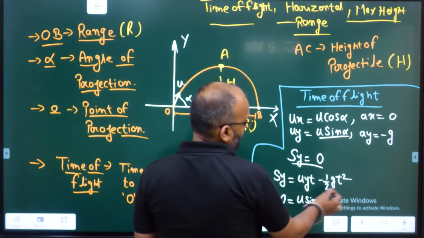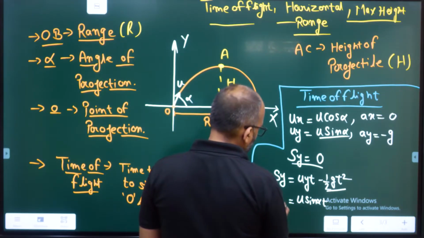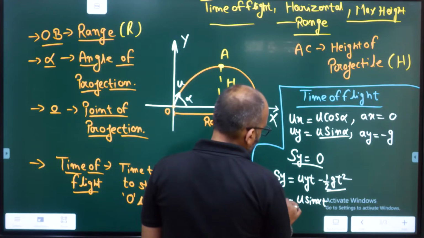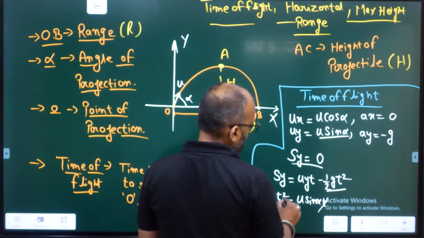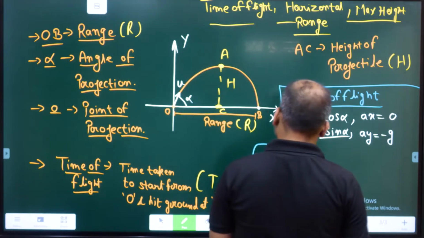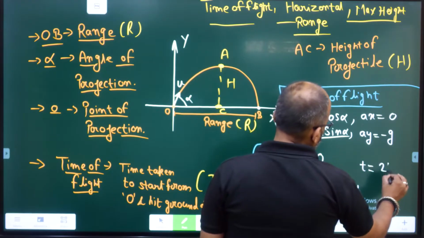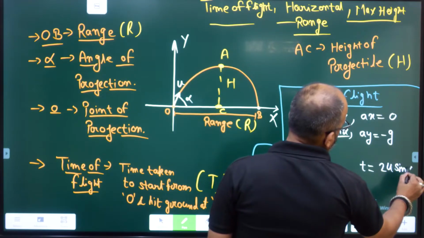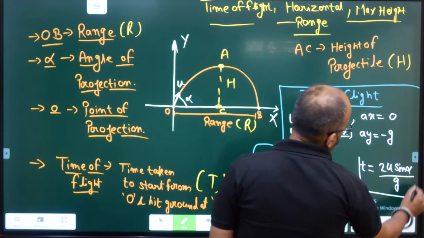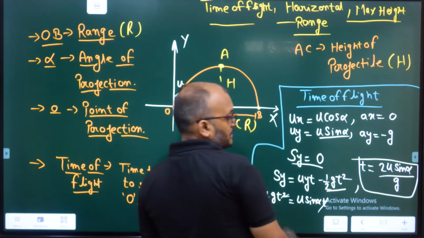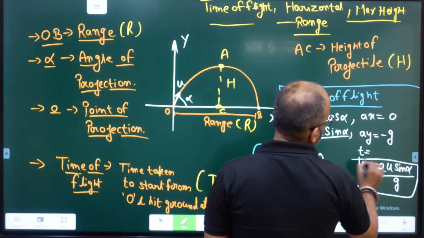Let us bring this term to the left. So you will get half g t square. T cancels out. So t comes out to be 2u sin alpha upon g. This is one value, and since a quadratic was formed, another value of t will be 0.